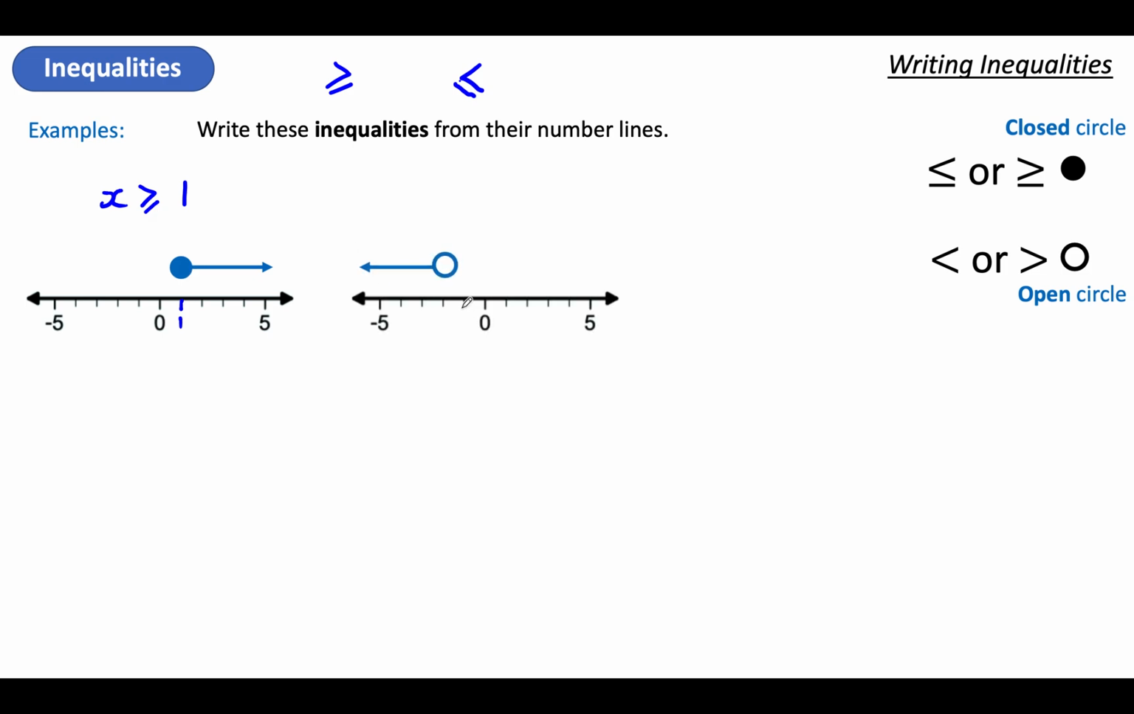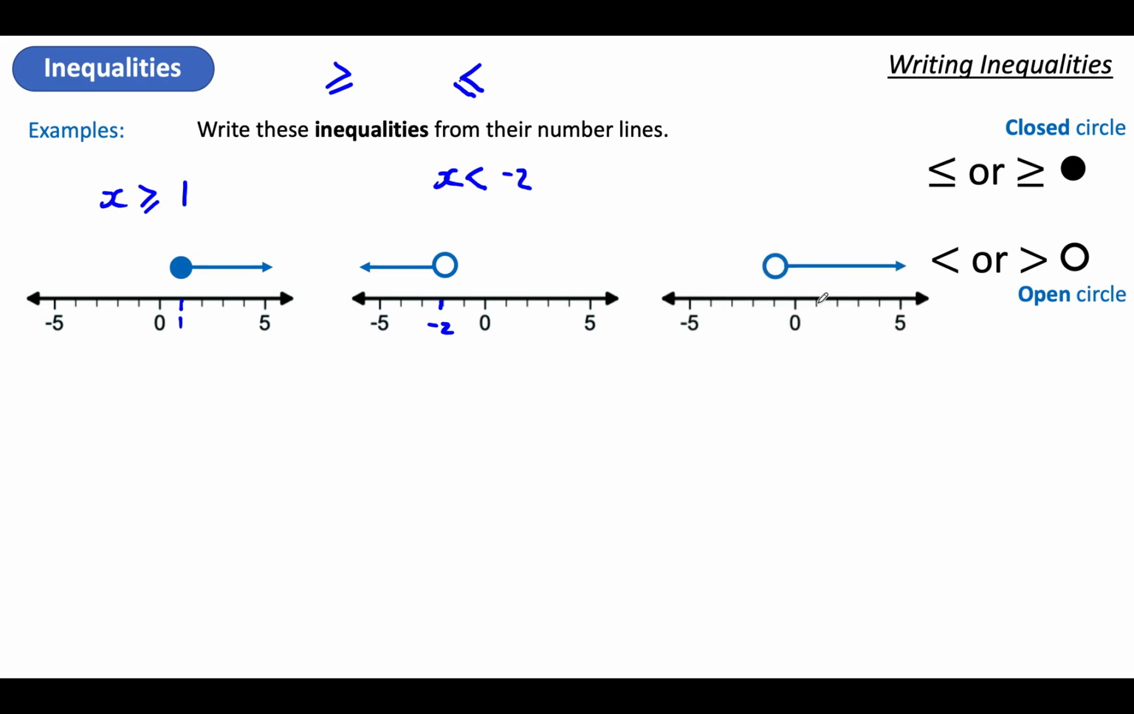Next one. Okay, well let's identify the number. That's -2. So I'm going to put x and -2, and it's less than, and it's not filled in, so I literally just put x is less than -2, just the sign, no extra line on there, because it doesn't actually include -2, just everything less than that.